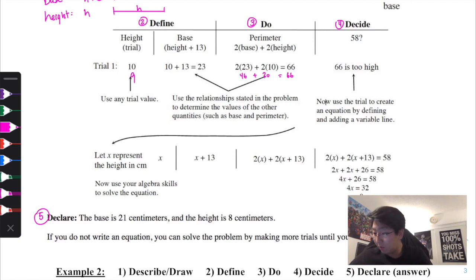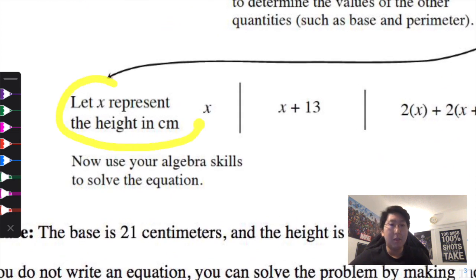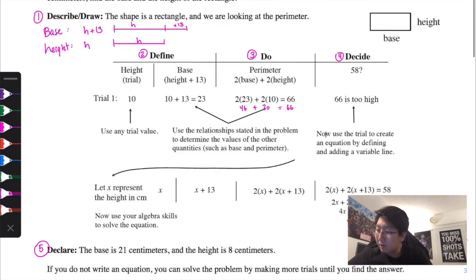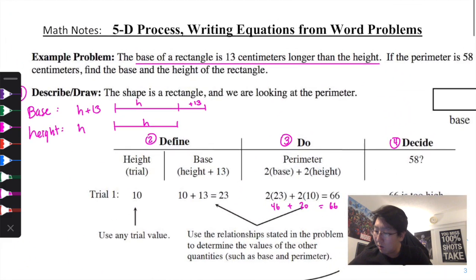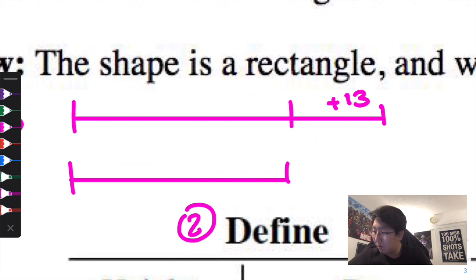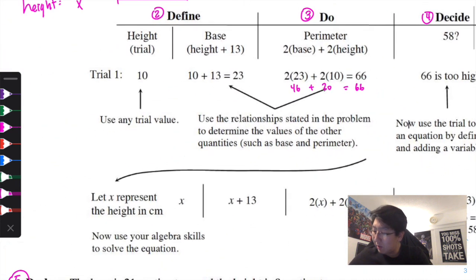This is the meat of the lesson here. Let x represent the height. Whatever character or value is unknown, not described, give it a variable. We've already talked about that in class. Here you can see that we could call it x. We're going to call this x. Let's go back here and call it x so that we're consistent with the problem. So if the height is x, the base is x plus 13. That's what we're saying here. If the height is x, then the base is x plus 13.